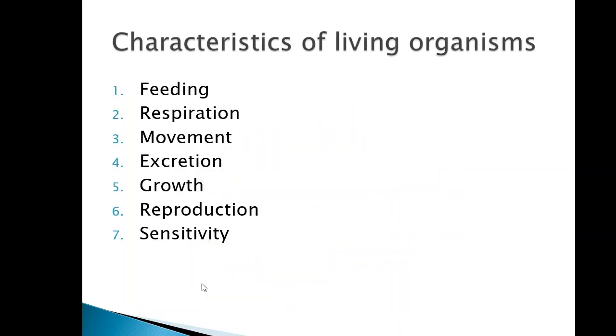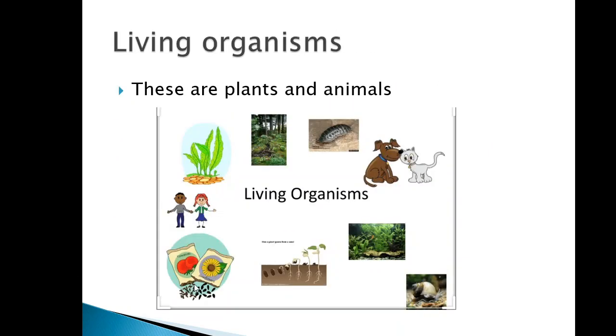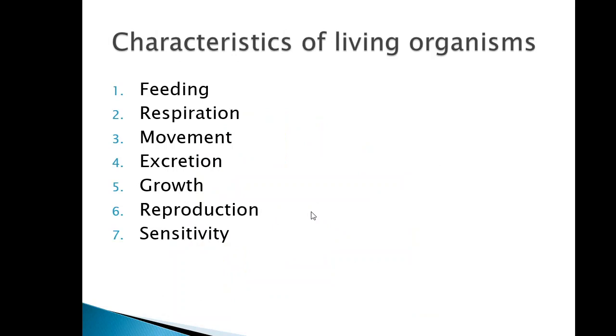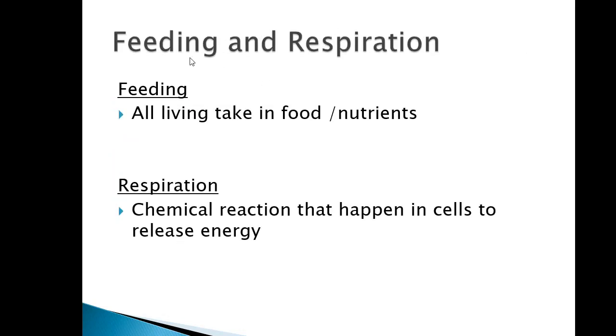So this picture here just shows the variety of living organisms. Now the characteristics of living organisms. Remember in grade 5 you were told about 4, in grade 6 you were told about 5, and now in grade 7 we are going to discuss 7 characteristics of living organisms. So these are feeding, respiration, movement, excretion, growth, reproduction, and sensitivity. Okay, now we also need to define these characteristics.